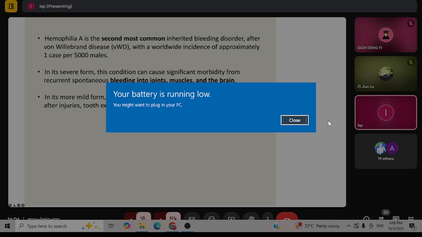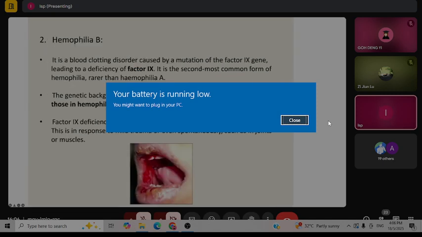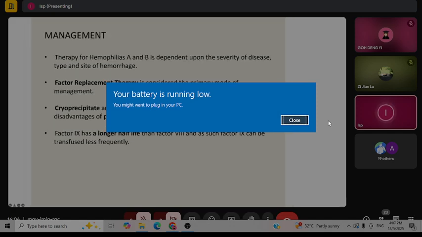Okay? Then usually they can be further classified into mild, moderate, or severe disease. In the milder form, they will only present with wound bleeding after a minor procedure. Hemophilia B is due to factor IX deficiency. The presentation and symptoms are very similar to hemophilia A. So management for hemophilia, if they're having bleeding, you need to give a factor replacement. Okay, we can have specific factor 8 and factor 9 replacement.